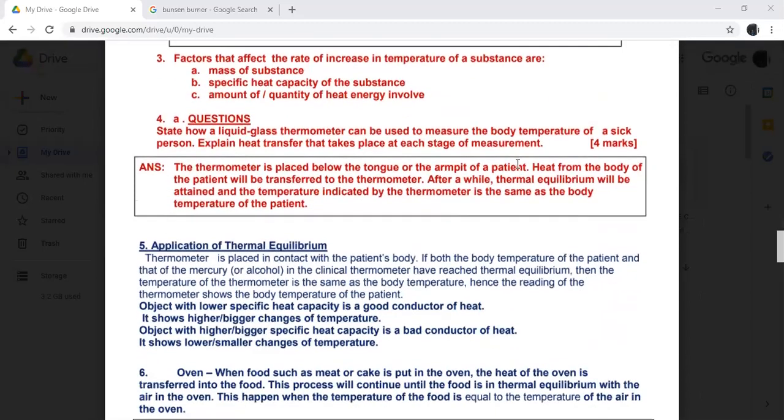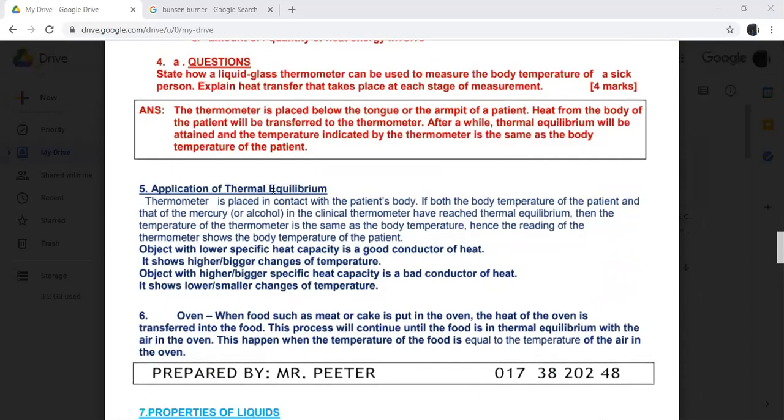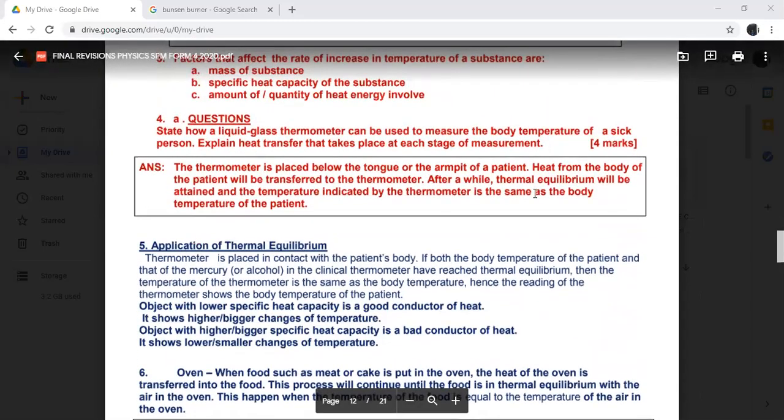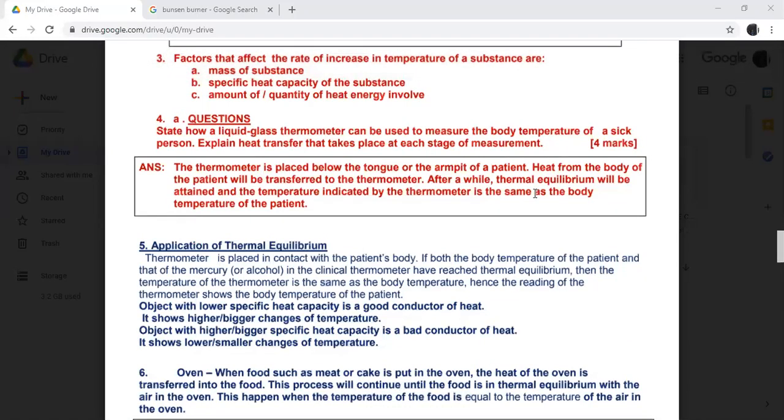Okay, next, see here. This is a very common question. State how a liquid-in-glass thermometer can be used to measure the body temperature of a sick person. Explain the heat transfer that takes place at each stage of measurement. So always remember, when you have a thermometer, the heat energy from the body, externally, flows to the liquid mercury in the bulb. So the heat energy from outside flows inside. The liquid mercury absorbs the heat energy and expands.